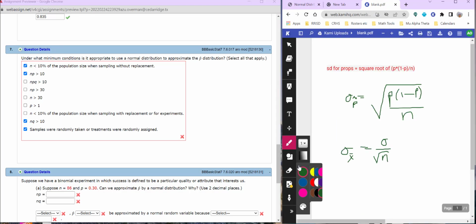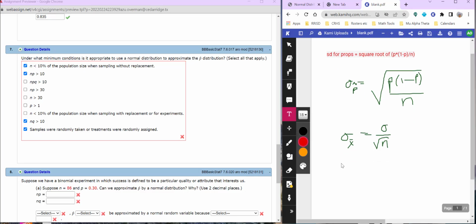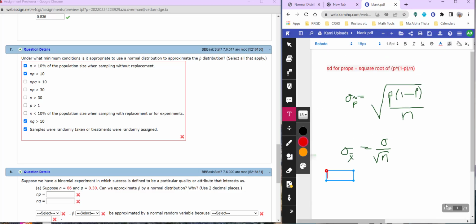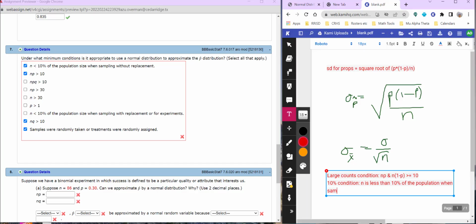So if I was doing my cheat sheet, I would basically write these things down. That large counts condition for proportion: np and n times 1 minus p. In other words, successes and failures are greater than or equal to 10. All right, 10% condition: n is less than 10% of the population when sampling without replacement.